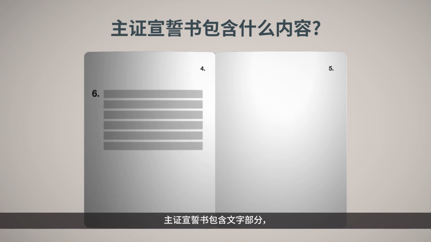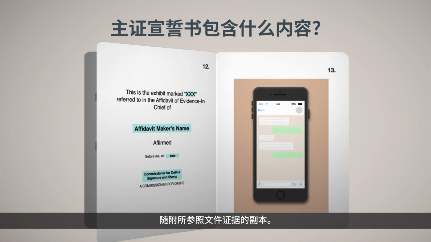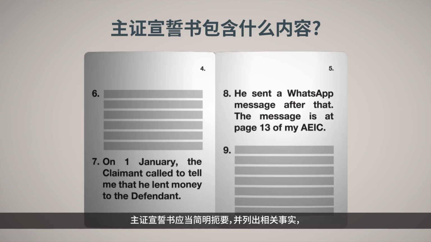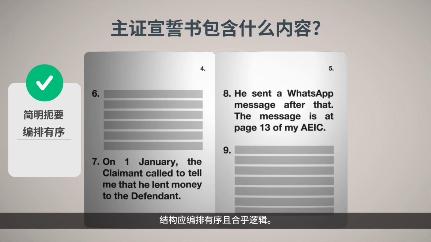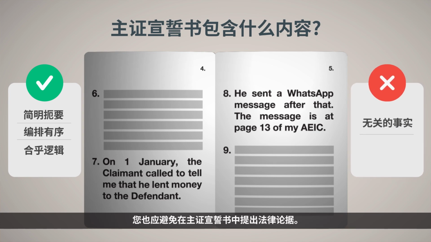AEICs have a text portion, which sets out the oral evidence and relevant references to the documentary evidence. AEICs also have an exhibit portion, where copies of the documentary evidence referred to are attached. AEICs should be concise and set out relevant facts. It should be structured in an organized and logical way. When preparing the AEICs, you should try to avoid facts that are irrelevant to the claims. You should also avoid making legal arguments in the AEICs.